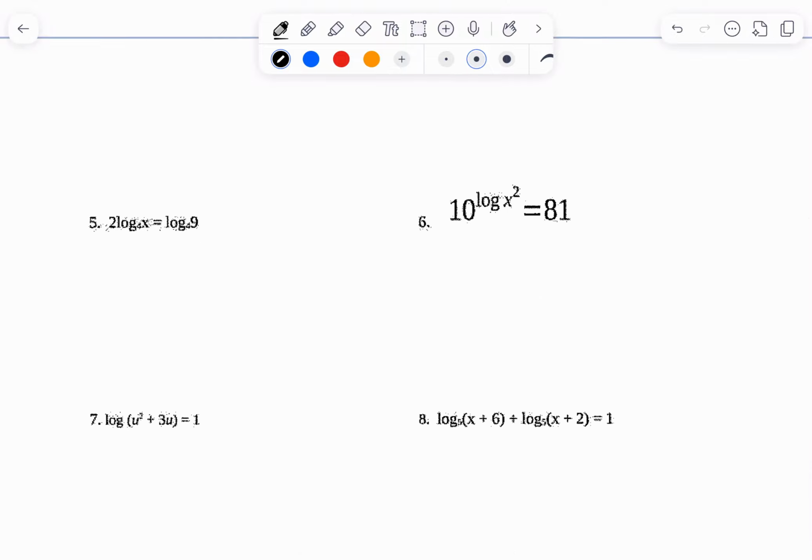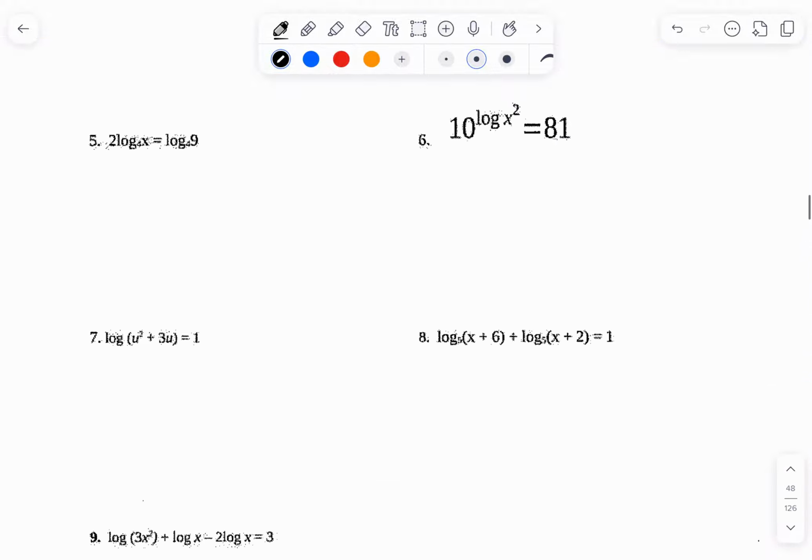Let me see if there's anything that'll end up a little different. So we'll do number 5. And then we'll skip on over to 7, 8, and 9. Awesome. Okay.